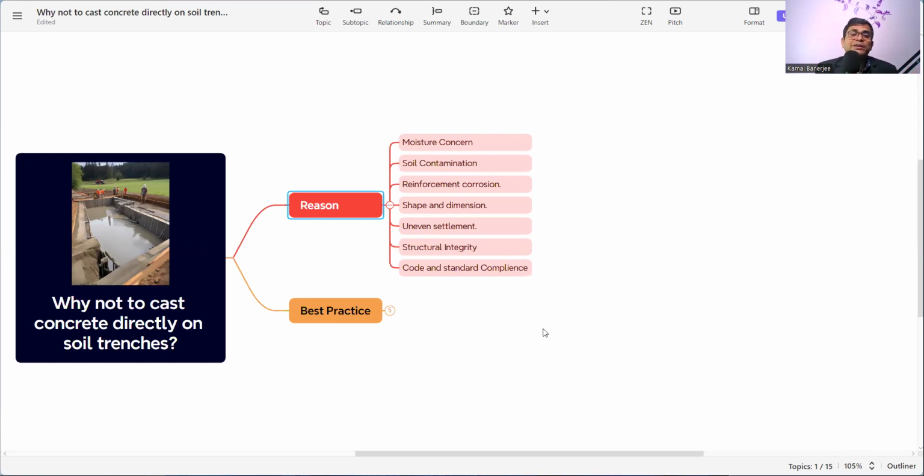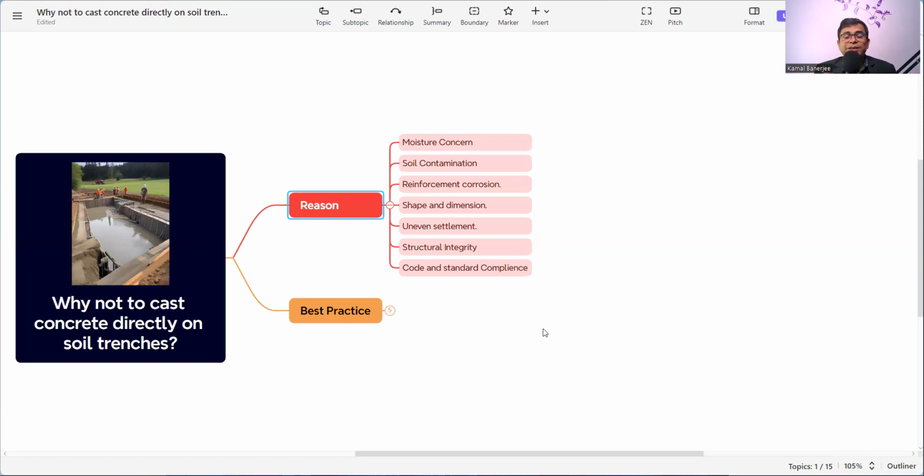And in another condition, the soil has moisture, so this moisture will come into the concrete itself, so there will be more water inside the concrete. Both ways, whether less or more, it is harmful. And the water cement ratio, which is very crucial to get the structural integrity, the strength, the durability, will be disturbed and we will not get the desired strength and durability. So that's why, for the moisture concern, we do not cast directly on the soil.